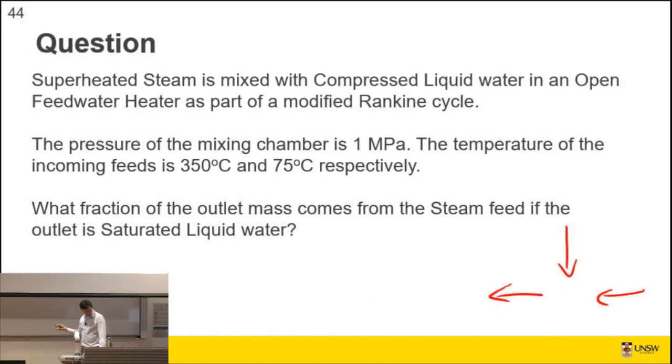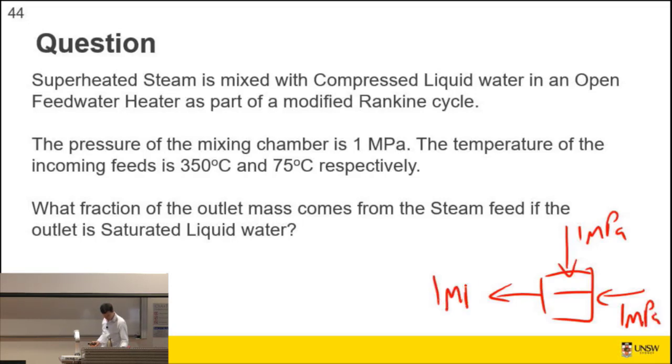Superheated steam is mixed with compressed liquid in an open feed water heater as part of a Rankine cycle. The pressure of the mixing chamber is 1 megapascal. There's no internal mechanisms for changing pressure. So this is coming in at 1 MPa, this is coming in at 1 MPa, and this is leaving at 1 MPa. So it's open or considerably open. The temperature of the incoming feed is 350 degrees and 75 degrees respectively. So 350 at 1 MPa is superheated. 75 at 1 MPa is compressed liquid.